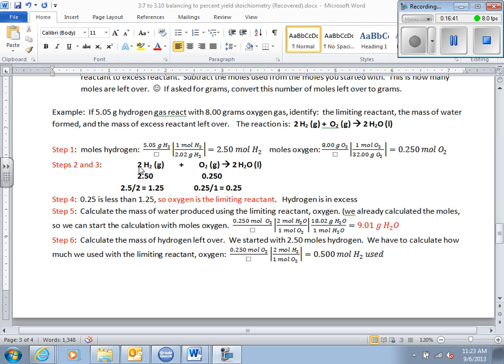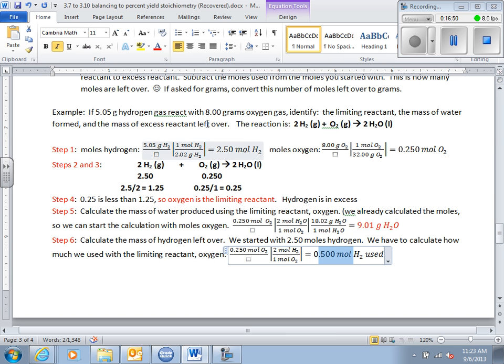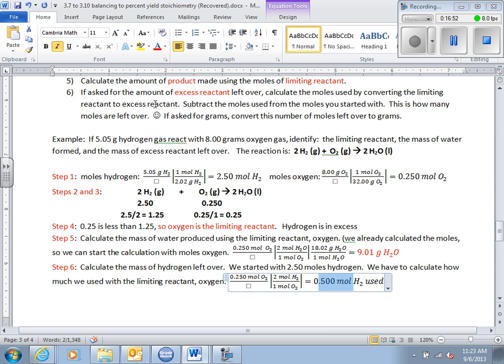Well, if I started out with 2.5 moles and I used 0.5, how much do I have left? 2. So here, we're still on step 6. We find out how many moles we used. We subtract that from how many we started with, and that's how many moles are left over. If you ask for grams, we have to convert that leftover amount to grams.